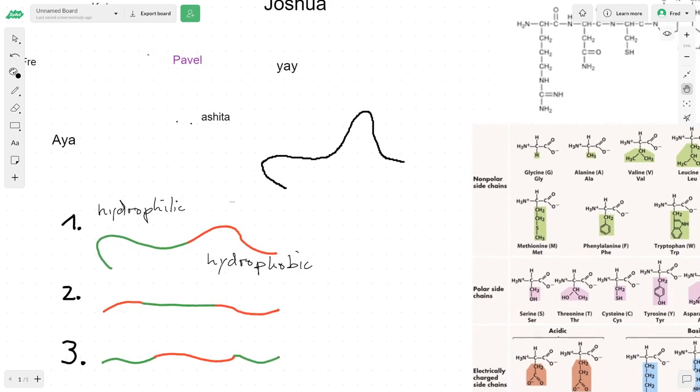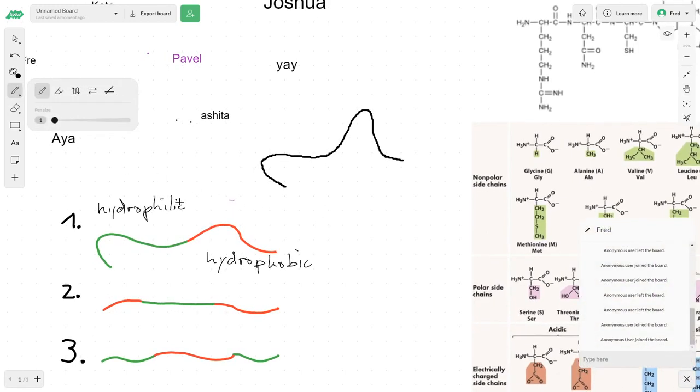So probably the hydrophilic part would stretch out, and let me change the color and the size. So one part would stretch out because it wants to have as much contact as possible.